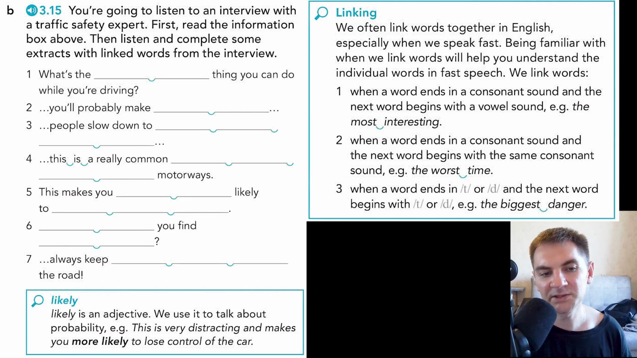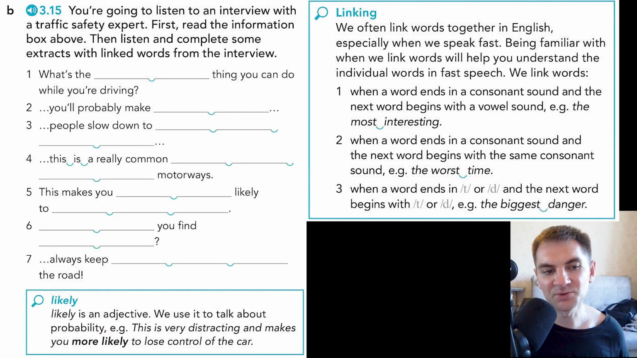Number 2. When a word ends in a consonant sound and the next word begins with the same consonant sound. For example, the worst time, the worst time. So you see, we link it. And number 3, when a word ends in T or D and the next word begins with T or D. For example, the biggest danger, and something like that. Okay, now listen and complete some extracts with linked words from the interview. Then listen again, check and practice saying it.